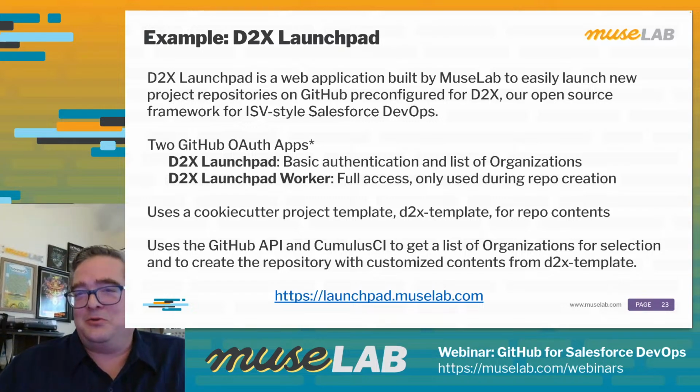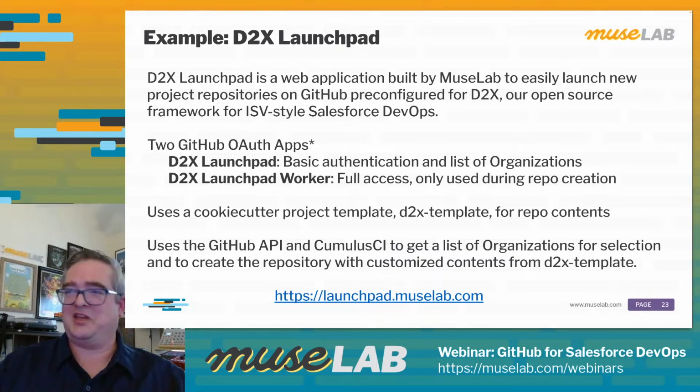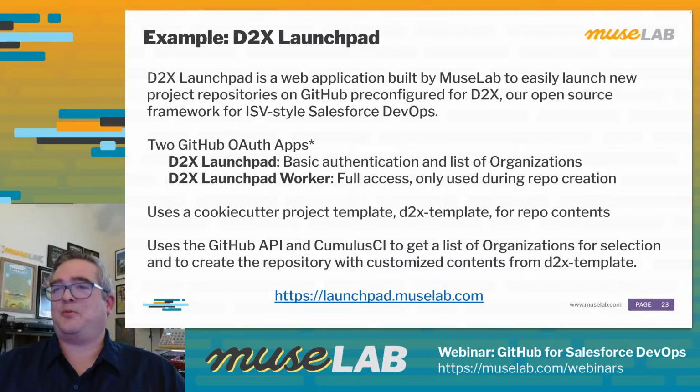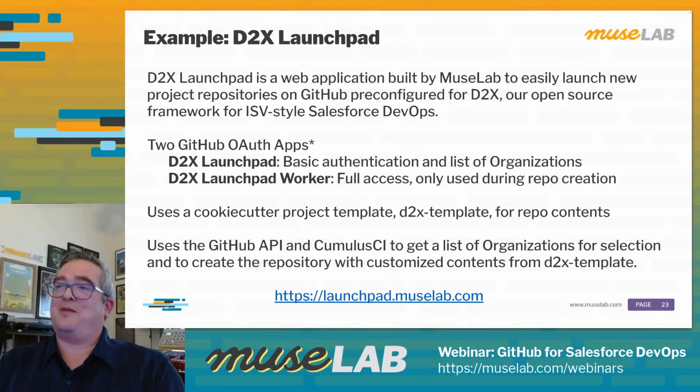So there's two different OAuth apps that this app uses. One is called D2X Launchpad. The other is called D2X Launchpad Worker. D2X Launchpad is the persistent app. It is just getting identification, the authentication information of a person, and a list of their organizations. And then when you go to actually create a repository, we need elevated access. And for that, we use a separate app, D2X Launchpad Worker, so that it can be transparent to users if something went wrong with revoking the grant. Because after we run the repo creation, we revoke the grant that we received for that particular app.